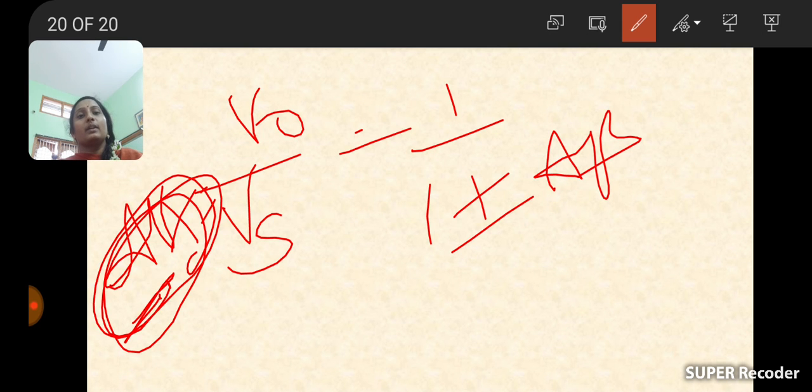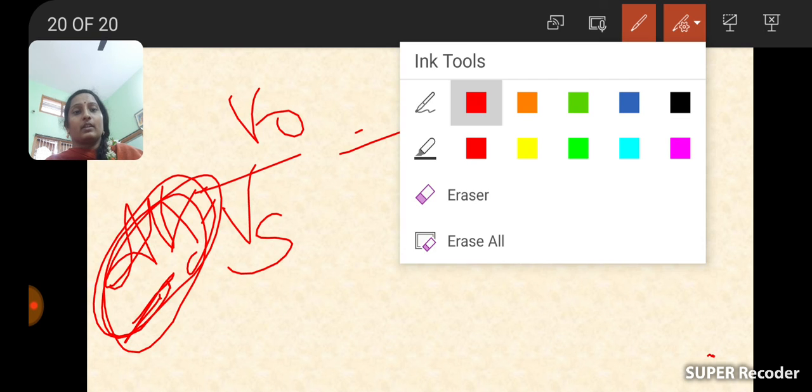Gain with feedback is equal to A by 1 plus A beta for positive feedback and A by 1 minus A beta for negative feedback. This is a very important question and it is a 5 marks question. Derive the expression for gain of feedback amplifier. And sometimes it is also asked like: explain the working of block diagram of feedback amplifier.